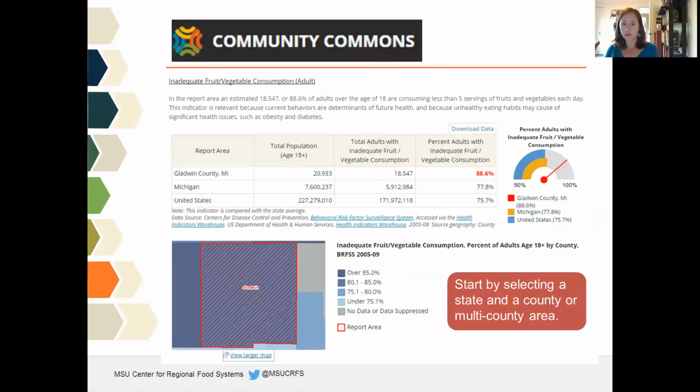So this is showing you Gladwin County, the percentage of adults with inadequate fruit and vegetable consumption, and then a nice chart right there that compares that to Michigan and to the US. And then if you see, they have at the bottom of the screen just a snapshot of the map of Gladwin County specifically, but if you click on that, it takes you to the full map and you can zoom out to see all of the state or all of the country and then really compare with other areas that way.